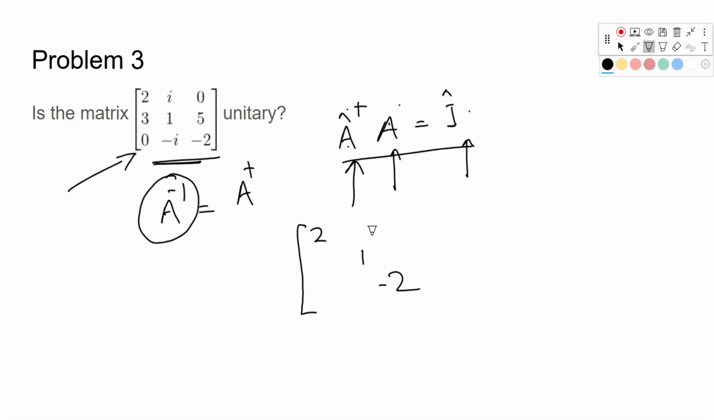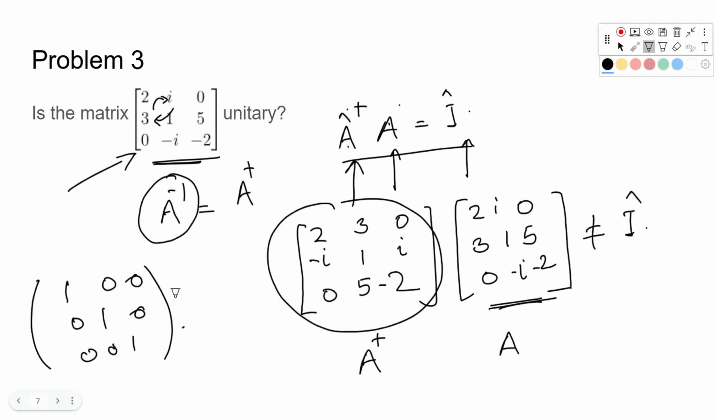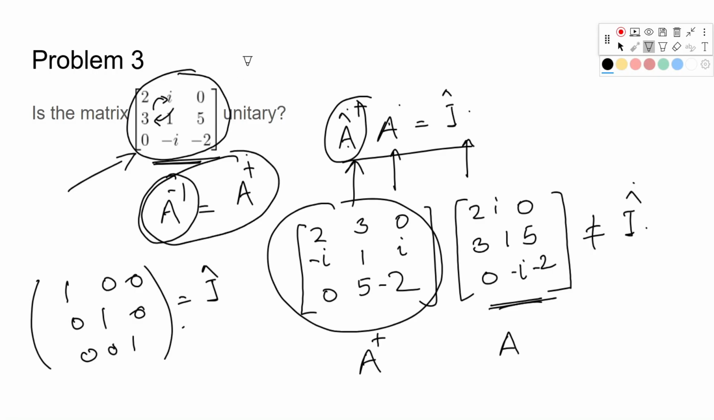We keep the diagonal elements the way they are, interchange the rows and columns for every element, and take the complex conjugate of all the elements. So this is the Hermitian adjoint of our matrix. This is the original matrix itself, and we can easily see that when you multiply them together, it is not equal to an identity operator, which should have looked like this. So this matrix, since its Hermitian adjoint is not equal to its inverse, is not a unitary matrix.